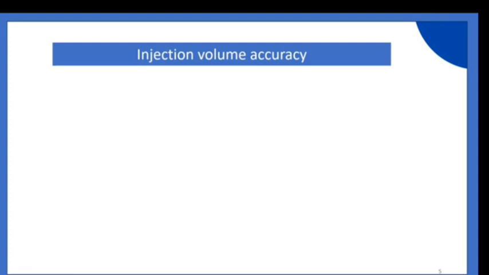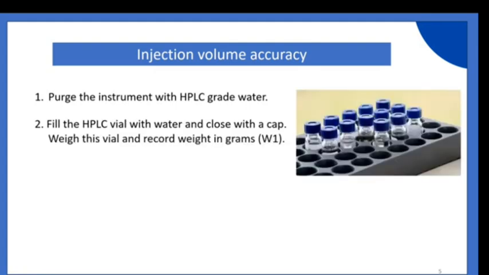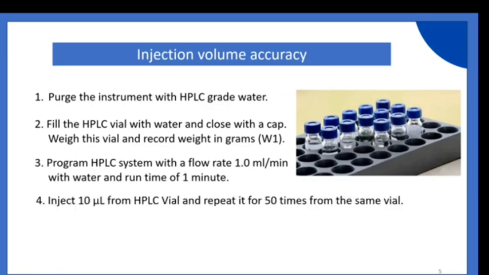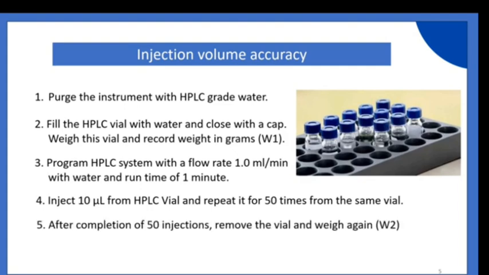Let us move on to another test, that is injection volume accuracy. First, purge the instrument with HPLC grade water. Fill the HPLC vial with water and close with a cap. Weigh this vial and record weight in grams, that is W1. Program the HPLC system with a flow rate of 1.0 ml per minute with water and runtime of 1 minute. Inject 10 microliter from the HPLC vial and repeat it 50 times from the same vial. After completion of 50 injections, remove the vial and weigh again as W2.